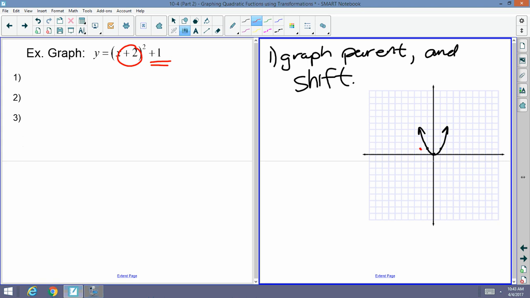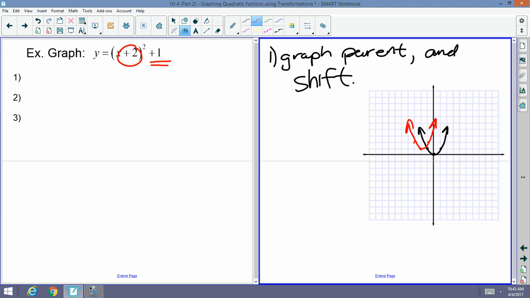1 to the left, up 1. This red guy right here, that's my new shifted graph. Does everyone see that? That is, hands down, a nice, easy way.